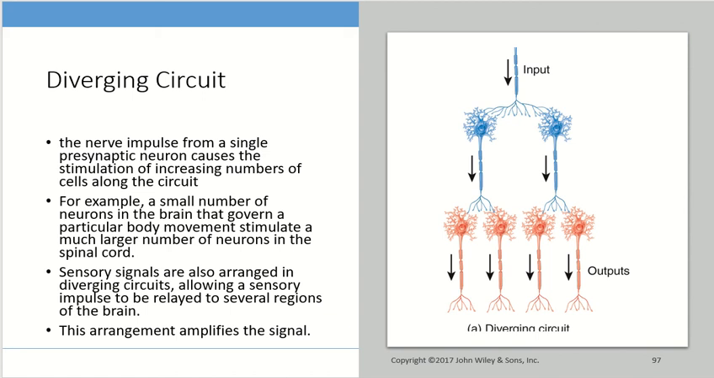Sensory signals are also arranged in diverging circuits, and this allows a sensory impulse to be relayed to several different regions of the brain. This arrangement is going to amplify the signal that's being sent.